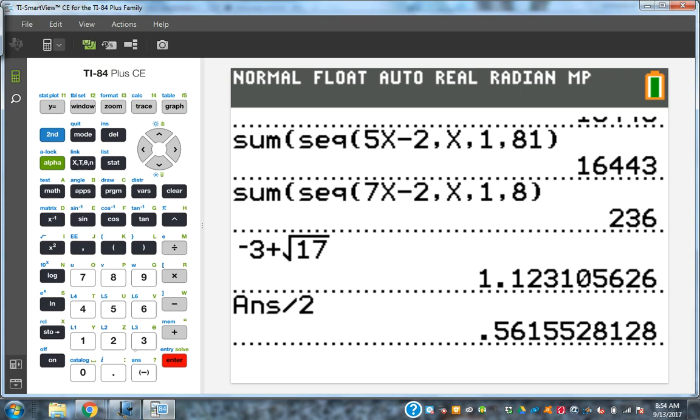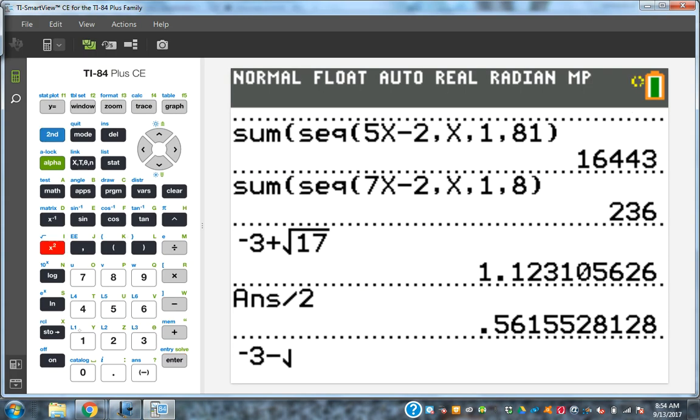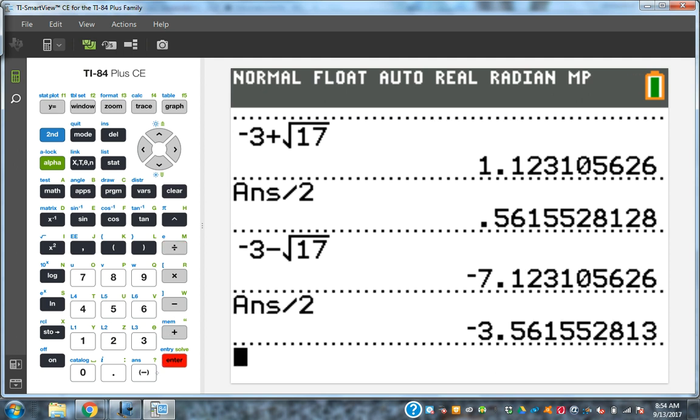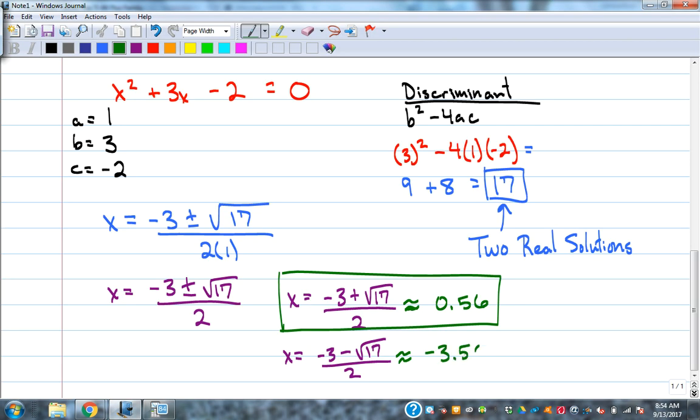Let's get the other one. It would be negative 3 minus the square root of 17, and then we're dividing that by 2. And that would be negative 3.56. The exact solution and a decimal approximation for that. I'm looking for both of those. If I'm going to have one without the other, I'd rather have the exact solution, honestly. Okay. All right. Let's do another.